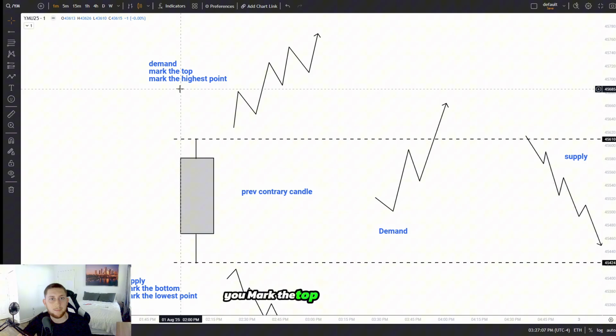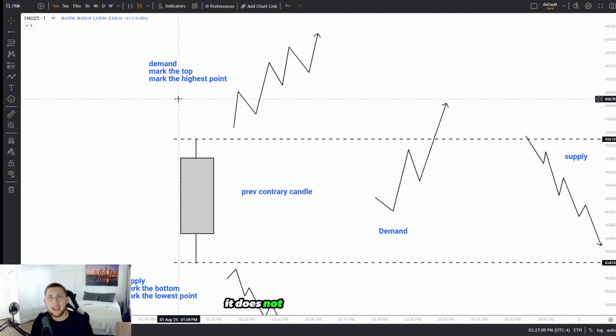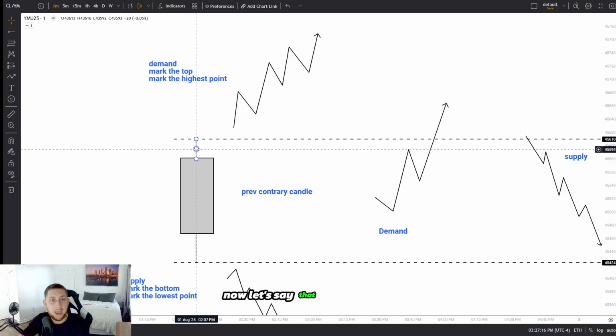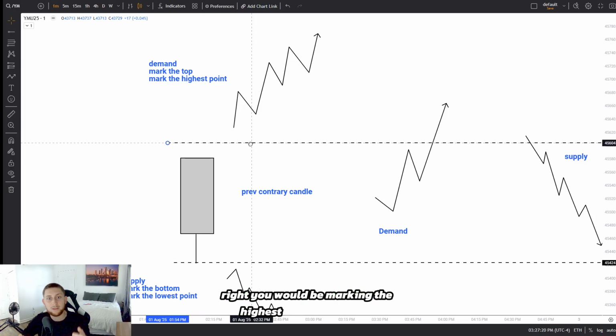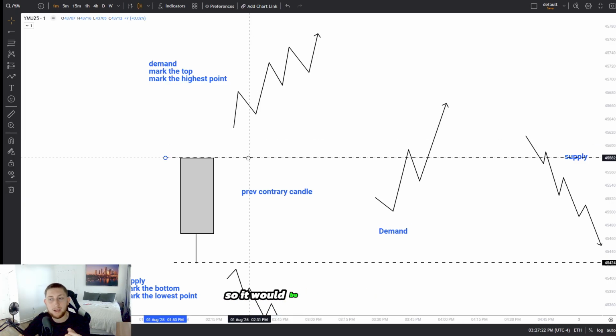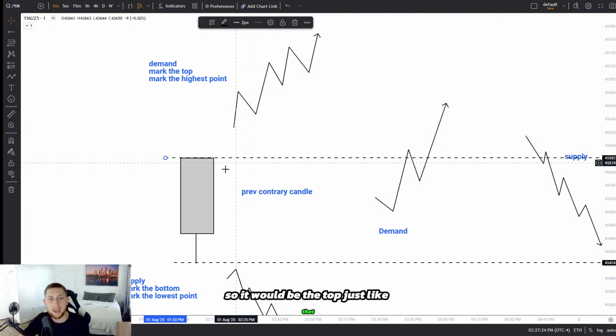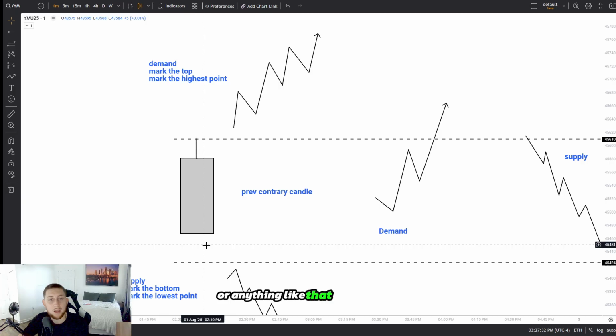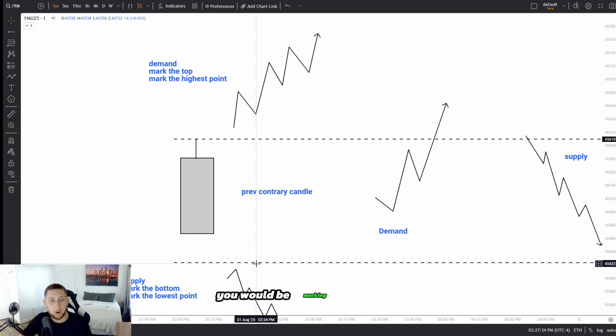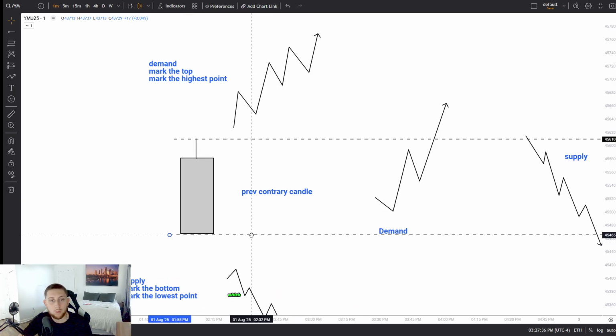Demand, you mark the top, you mark the highest point. It does not have to be the body. You're not just paying attention to the body, you're paying attention to the whole candle. Now, let's say that it closed and there was no wick, right? You would be marking the highest point on demand, so it would be the top, just like that. Now, let's say supply had no bottom wick or anything like that. What would you be doing? You would be marking the lowest point, which would be the body.